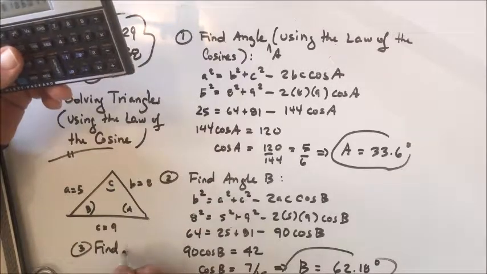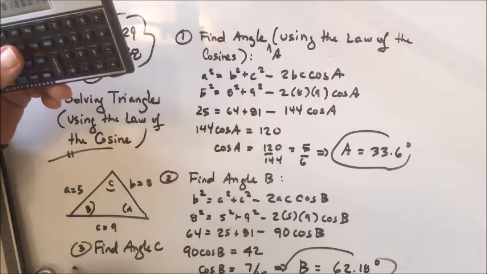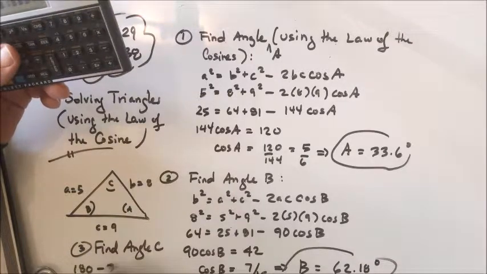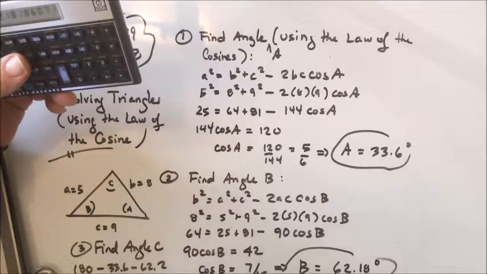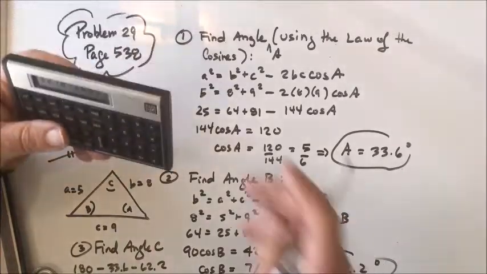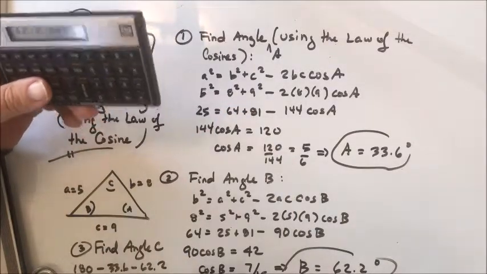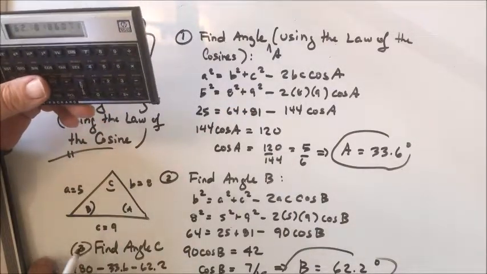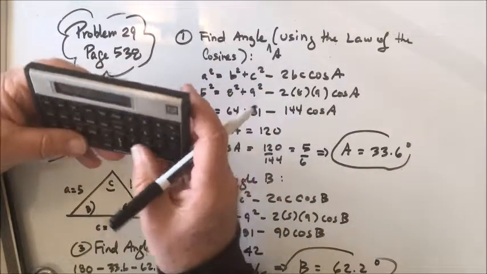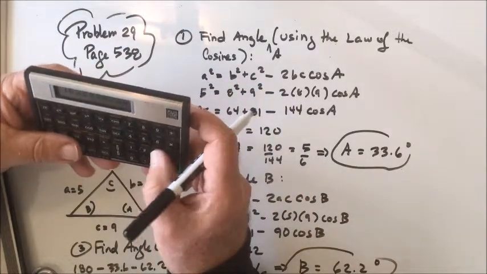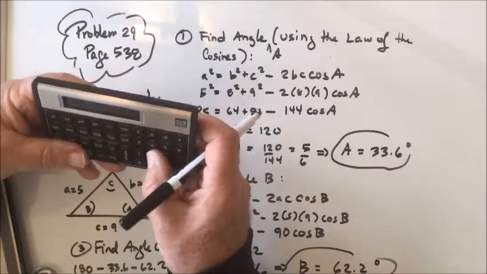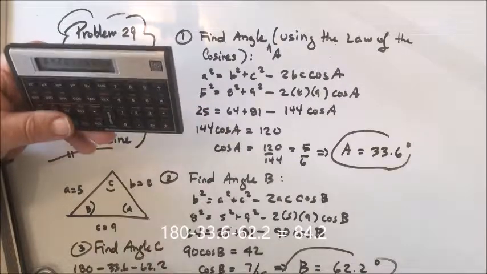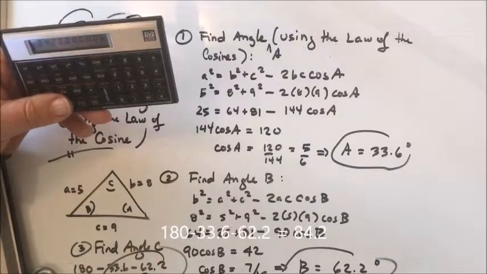Find angle C. 180 minus 33.6 minus 62.2. Now you're just going to have to trust me. 180 enter, 33.6 subtract, 62.2 subtract, I got 84.2. Put a circle on it, move on.